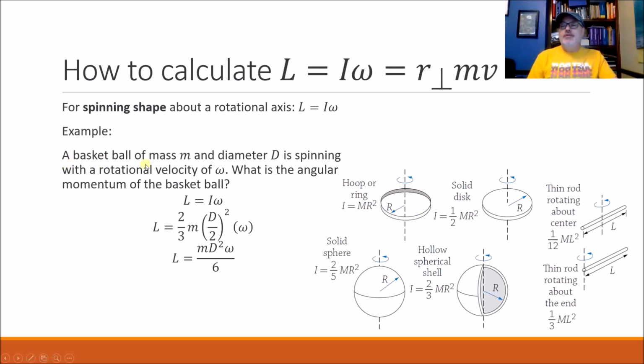Okay, so for instance, we've got a basketball here, mass of m, diameter d, and it's spinning with an omega. What's the angular momentum? Well, let's see, a basketball is a hollow sphere, so we pick up this one down here. We plug in our information. Well, mass is little m, radius is d over 2, right here. 2/3 m r squared, or d over 2 squared, times omega, and then finish it out, and we're done. That's the angular momentum of the basketball.